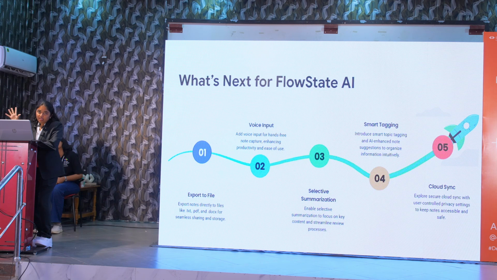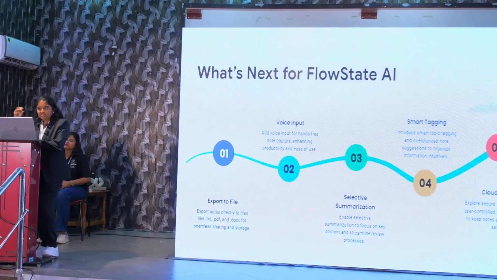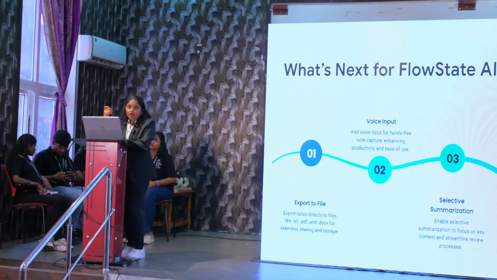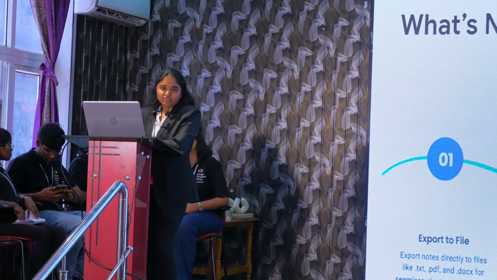If you are putting many contents in your note taker like FlowState AI, you can tag what the content is about: is it personal, office, a to-do list, work, or food, like that. Next one is cloud sync. It is in the pipeline, so I have to think about what to do about that.